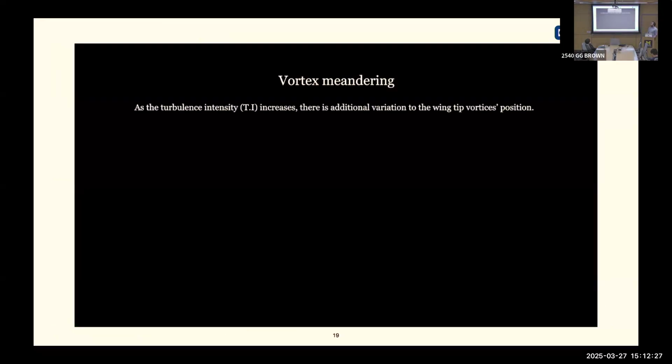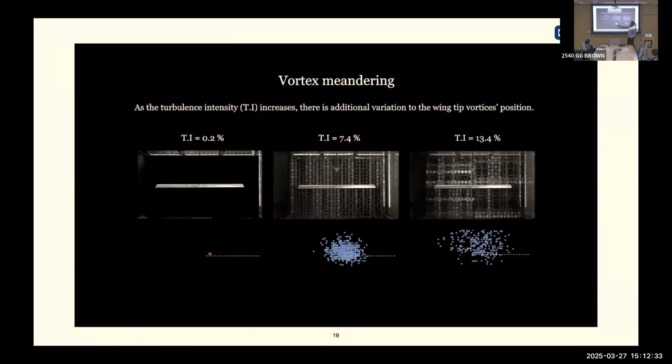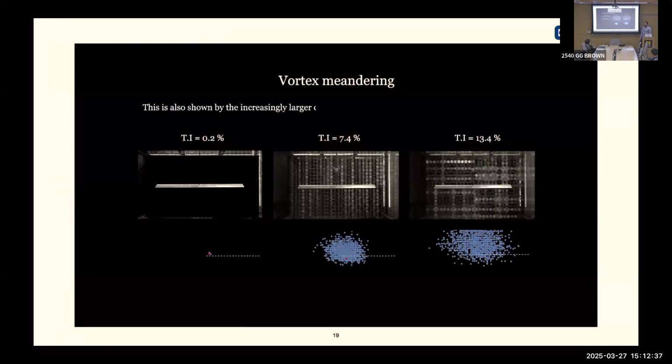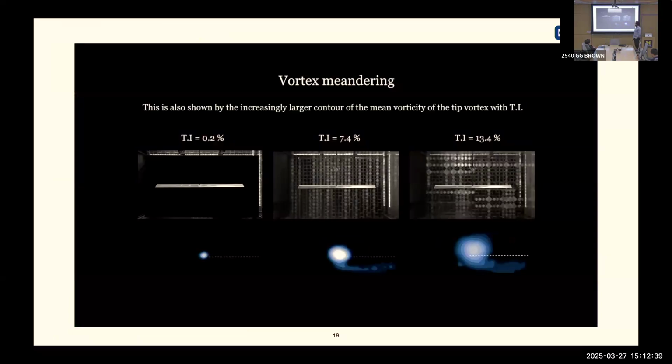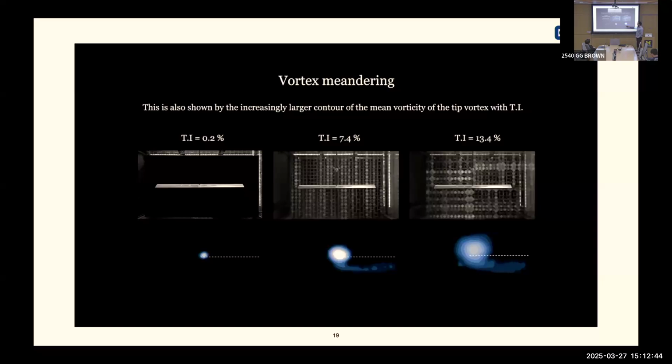So the first question is, what does it do to meandering? Here you'll see 3 cases, and these dots are where the center of the tip vortex is. And you can see that broadly, the center of the tip vortex is being spread over a bigger and bigger area as we increase the turbulence intensity. And this is what the mean vorticity fields look like. So here, it looks like the vortex is getting bigger and bigger. This residue is just the wake of the wing.